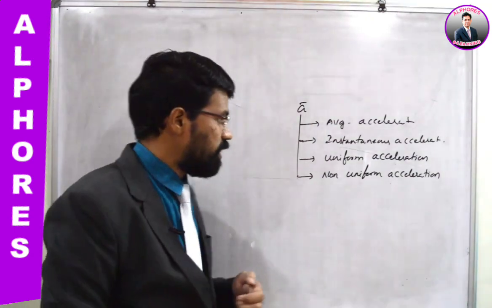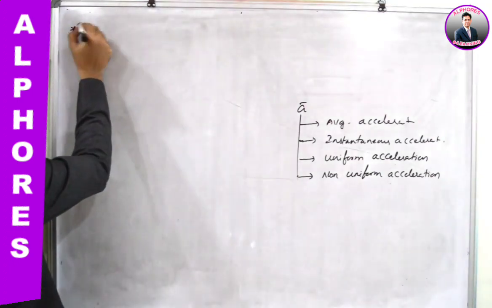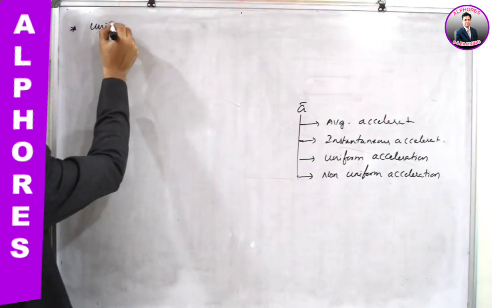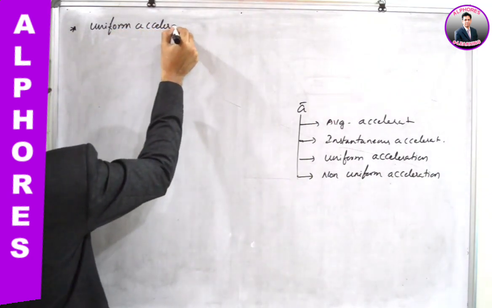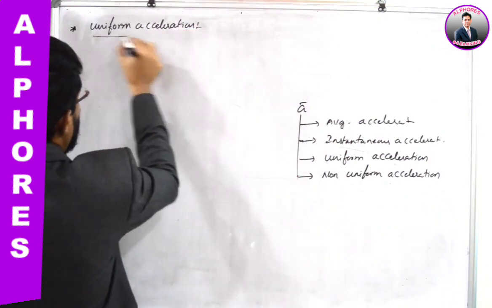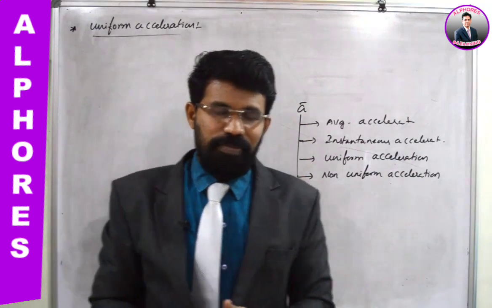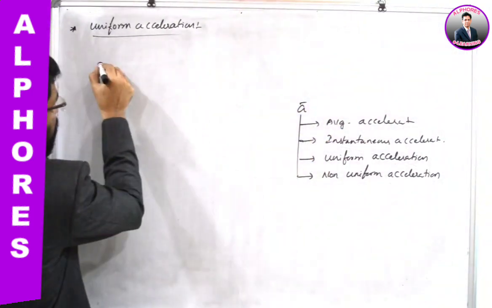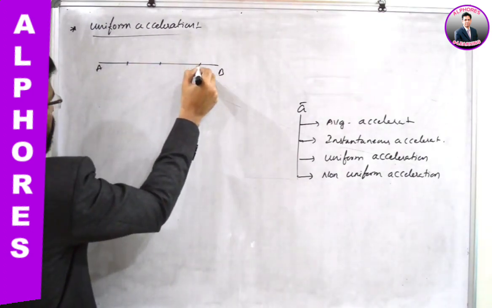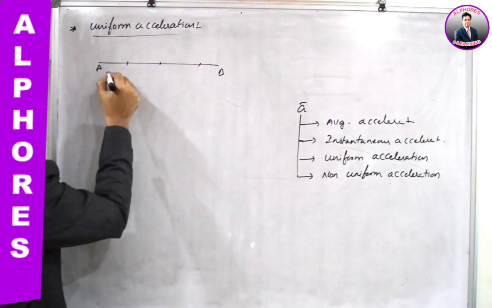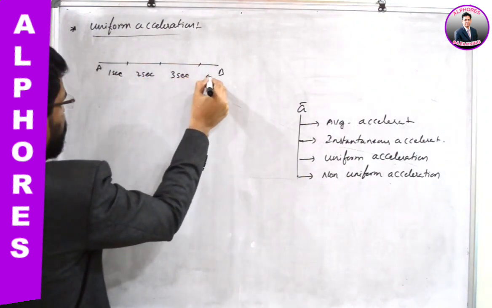Okay, corresponding to that, if I wanted to draw a graph, this is how it can be drawn. Uniform acceleration. Uniform acceleration in the sense, velocity change is equal in equal intervals of time. If a body is traveling along a straight line path from A to B, let us say, these are time slots, let us assume like that, 1 second, 2 seconds, 3 seconds, 4 seconds.